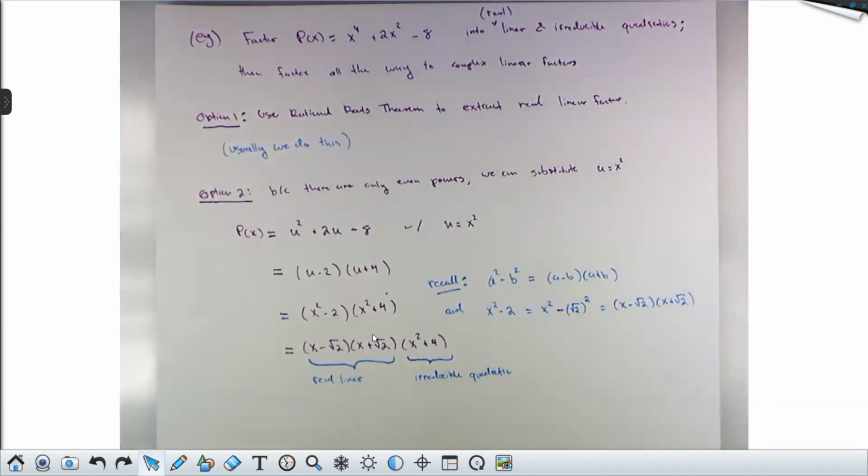How do you know if a factor or a polynomial in general is an irreducible quadratic? How do you know if a quadratic is irreducible? Does anybody remember that from a college algebra or previous algebra class? Starts with a D. It's the discriminant.